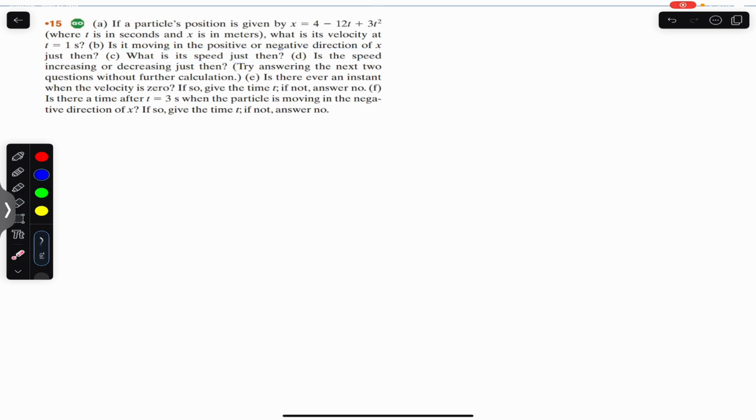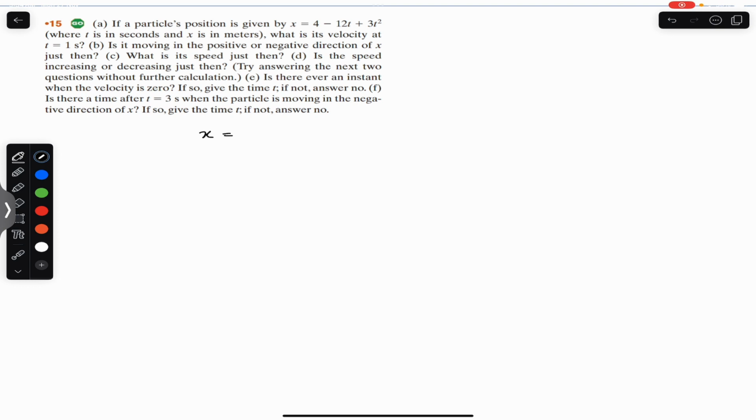And in part D, is the speed increasing or decreasing just then? Further, try answering the next two questions without further calculation. In part E, is there ever an instant when the velocity is zero? If so, give the time t. If not, answer no. And is there a time after t equals 3 seconds when the particle is moving in the negative direction of x? If so, give the time t. If not, answer no.